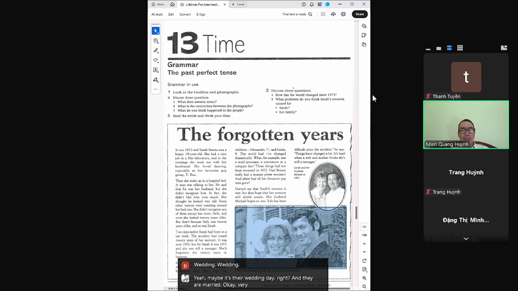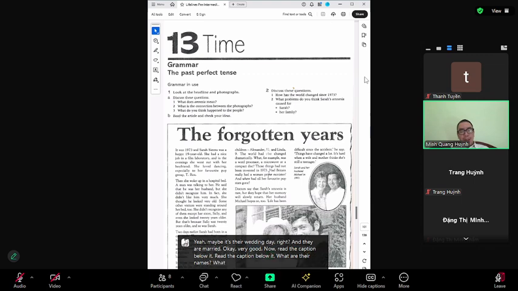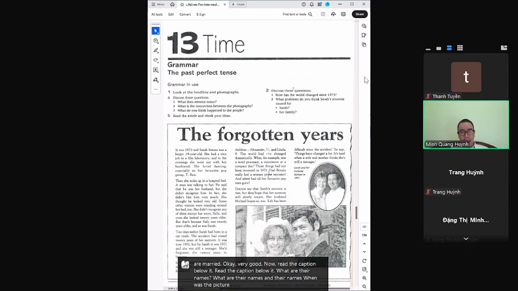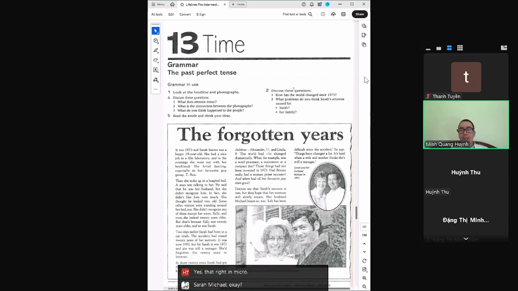Now, read the caption below it. What are their names? And when was the picture taken? And how are they related? Okay, what are their names? They are Sarah and Michael.